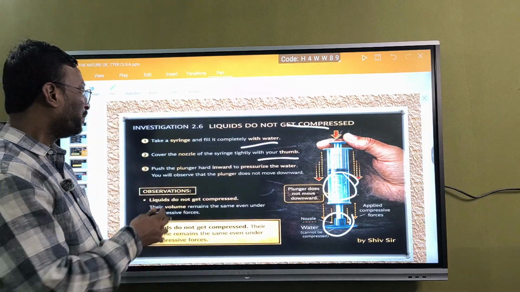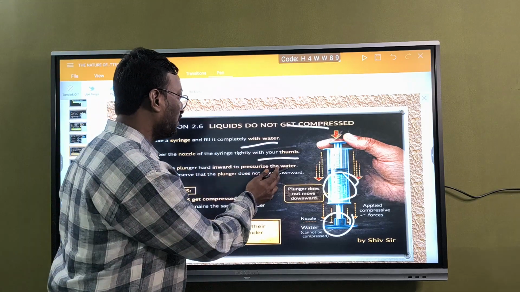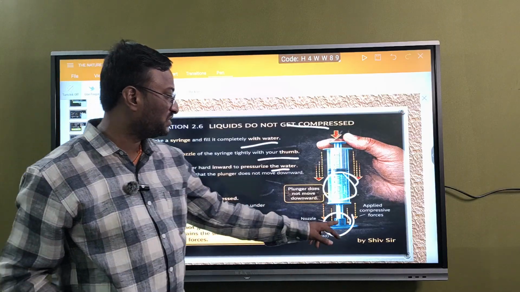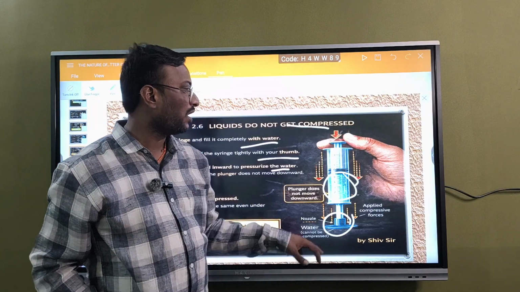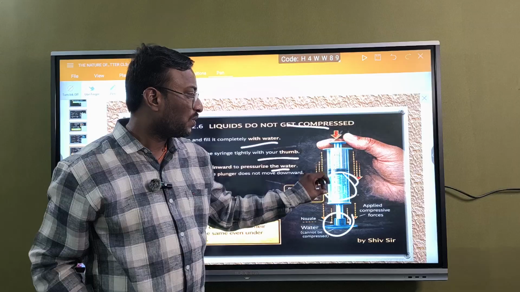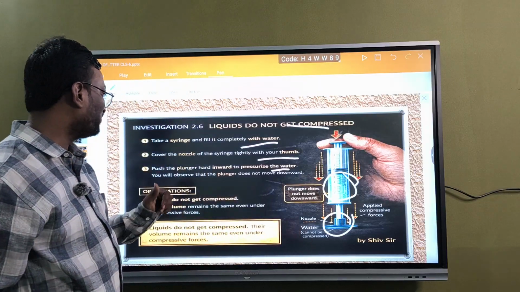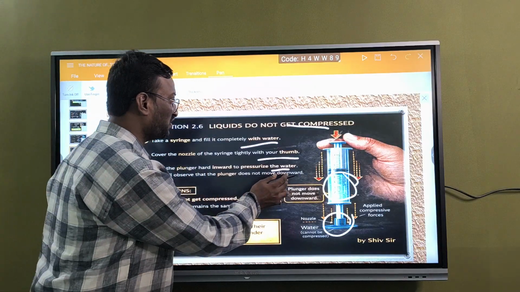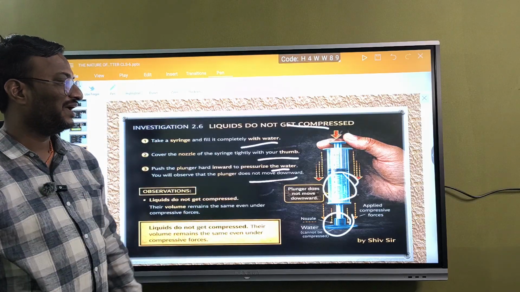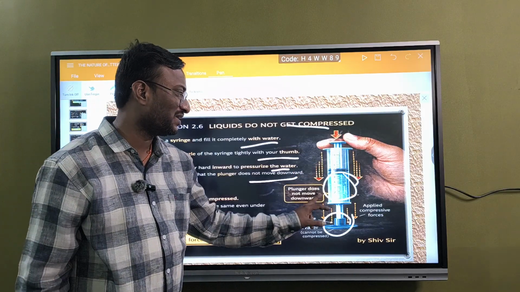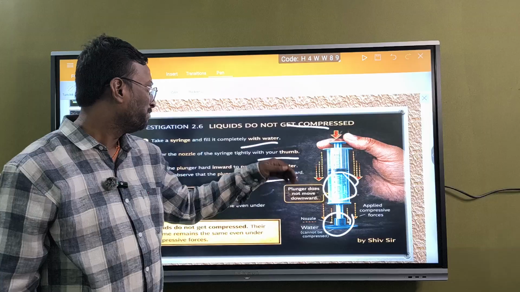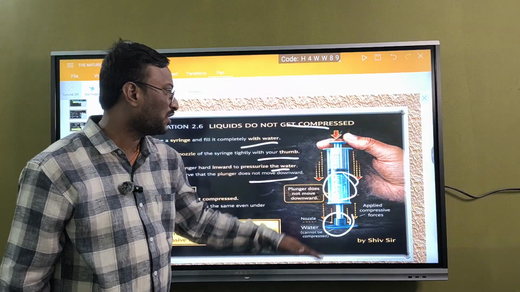Then what happens? Push the plunger hard inward to pressurize the water. After closing this, you try to push hard to compress. So what will happen? You will observe that the plunger does not move downward. Okay, since we have water here, the plunger will not move down.